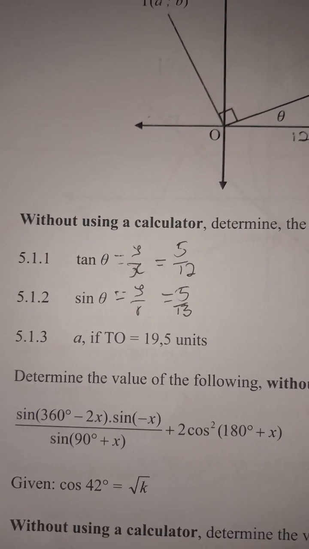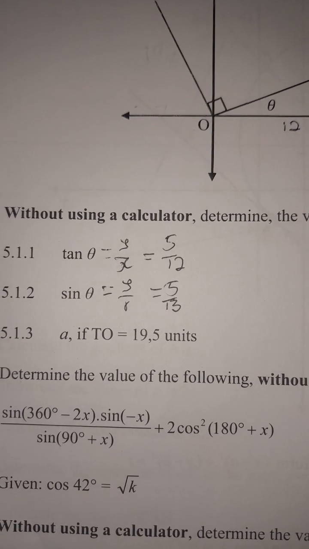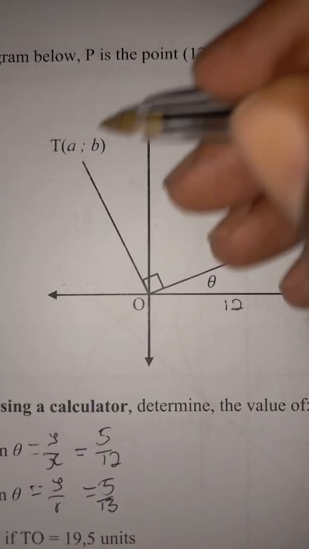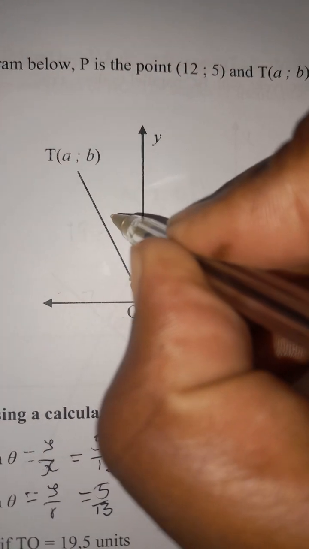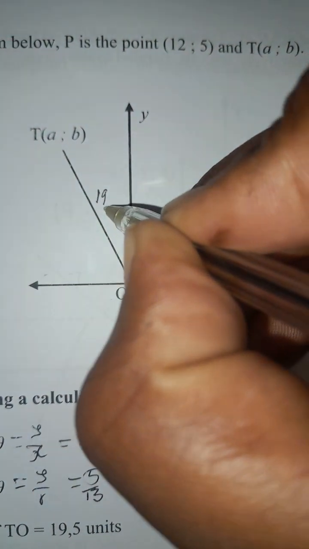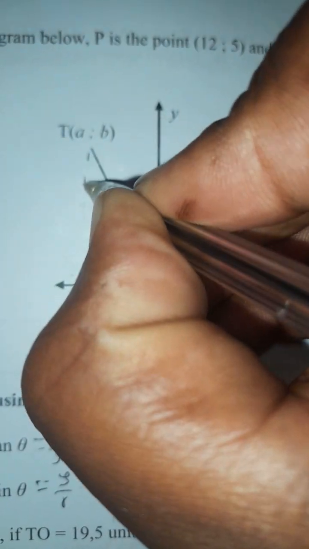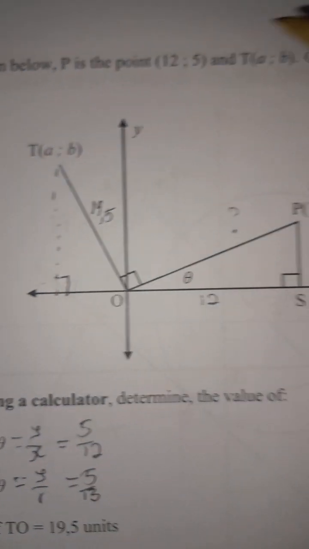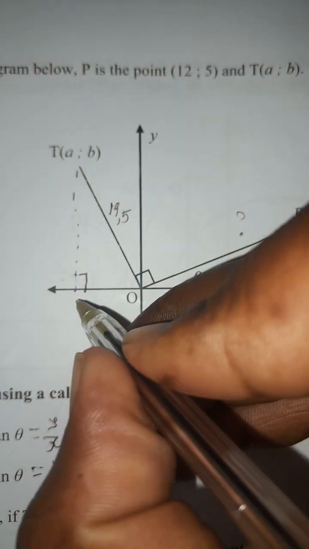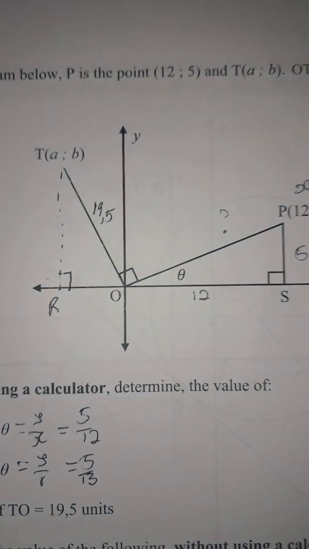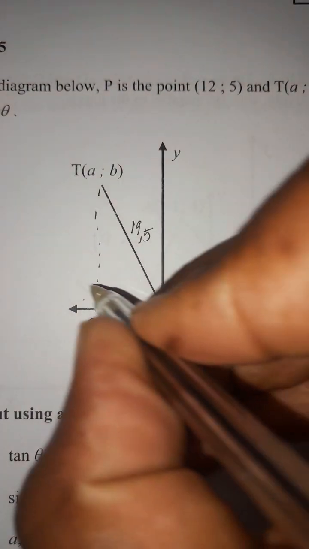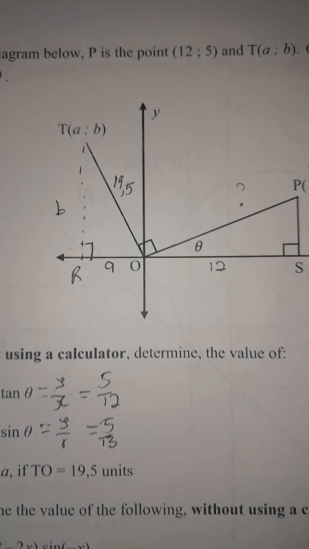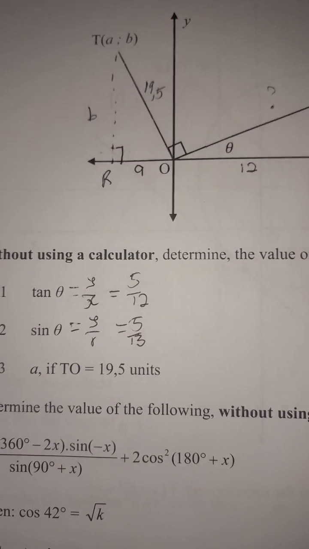Then let's go to 5.1.3. At 5.1.3, we're looking for the value of A if TO is 19,5. TO is this part, which is our hypotenuse side. So it's 19,5. Let's construct this. Here it will be perpendicular to the x-axis. Because we have PST, let's name this R. So our y will be B here, then our x will be A, which is our adjacent side, the one that we are looking for.